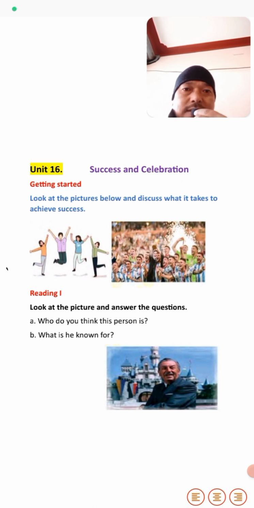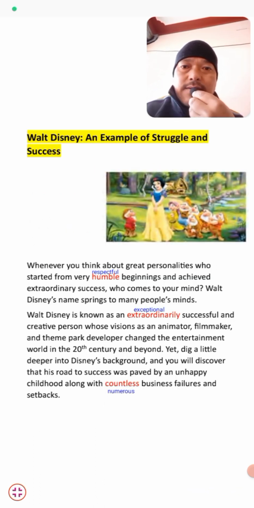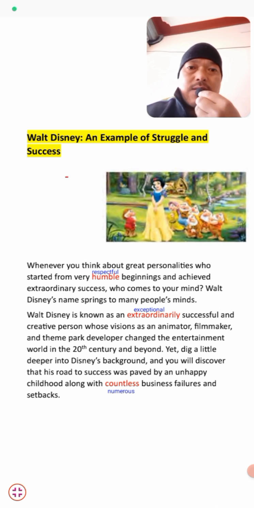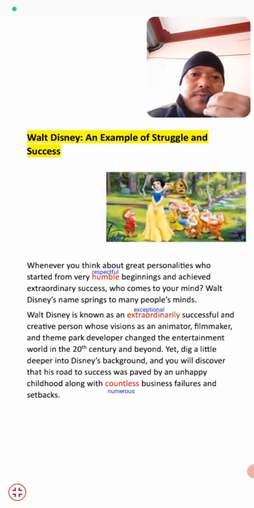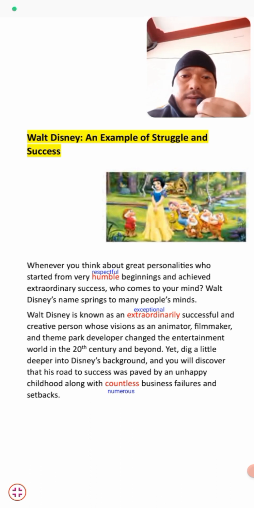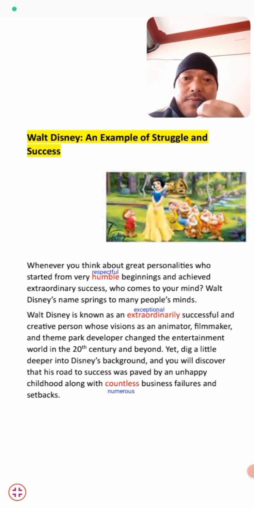Now move to its text. Here is the text. Walt Disney is the name of a cartoon creator, an example of struggle and success. Here in this chapter, we are going to talk about the struggle, failure and success of Walt Disney, an animated cartoon creator of the world. Here we start the first paragraph.